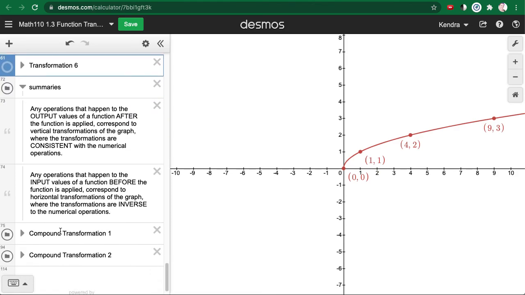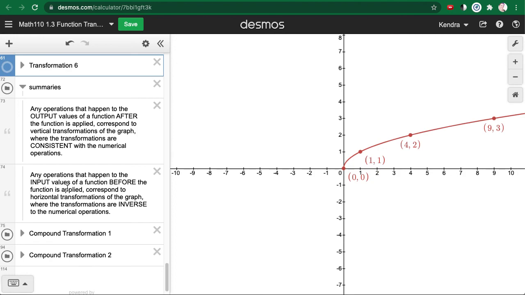So I'm summarizing it like this. Any operations that happen to the output values of the function after the function is applied correspond to vertical transformations of the graph. That is, it applies exactly the same operations on the y-coordinates of the graph. Okay, so where the transformations are consistent with the numerical operations. So if you multiply by 5 in the algebraic description of the function, then you multiply the y-coordinates by 5 on the graph.